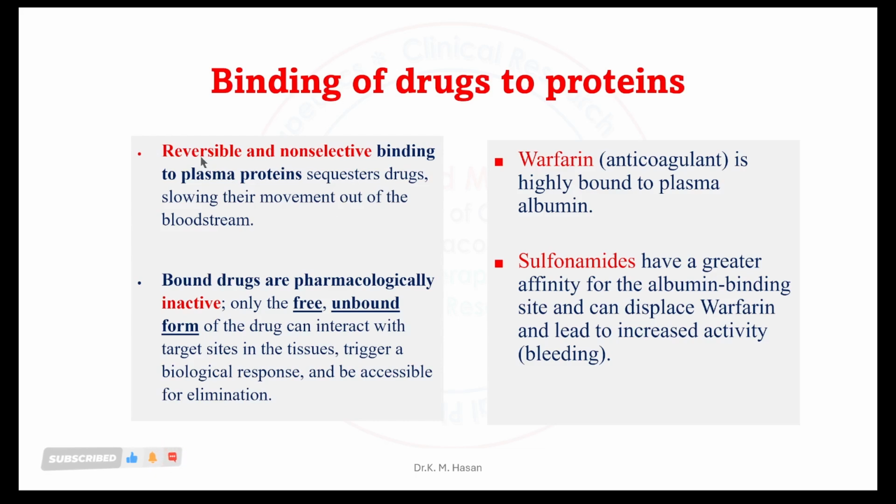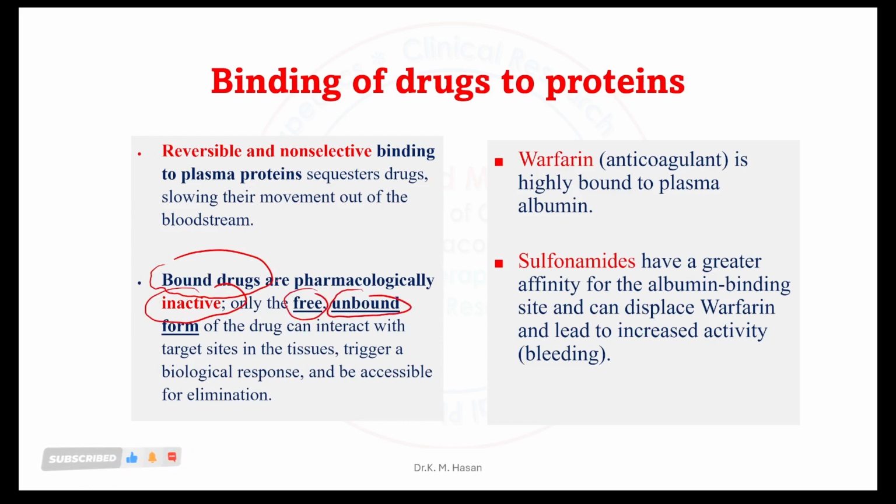So binding to the protein is reversible, non-selective, and sequesters the drug in the plasma, preventing or slowing drug movement out of the bloodstream. It is important to remember that the drug bound to the protein is considered inactive, and the unbound fraction is considered the active form.